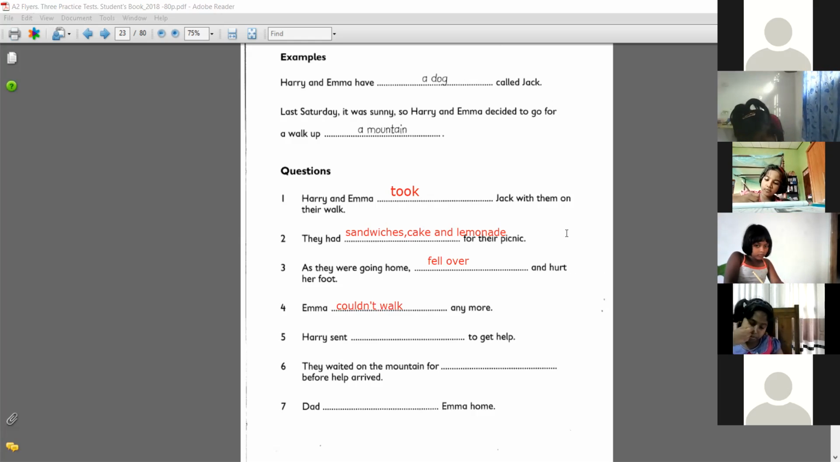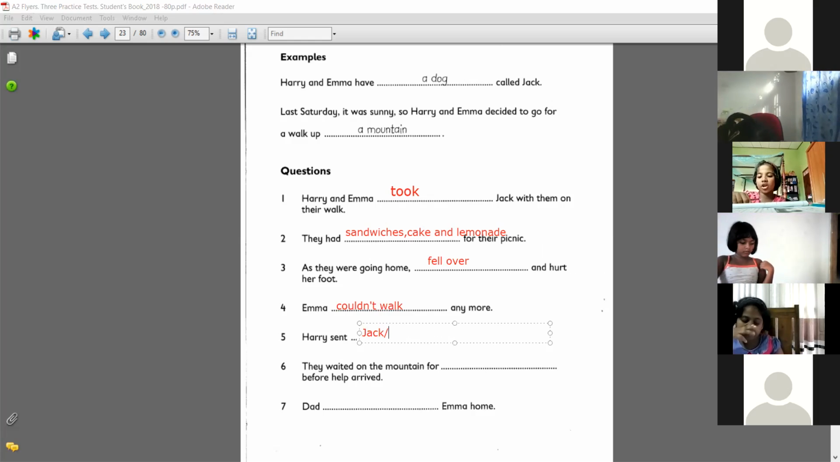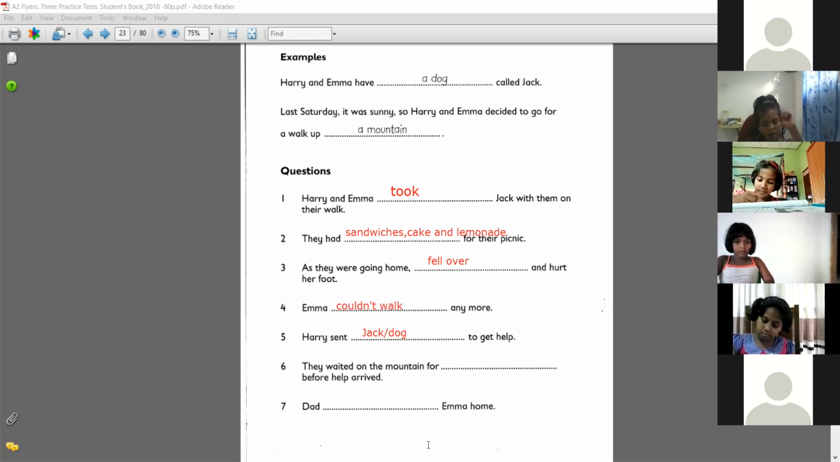Harry sent blank to get help. Harry sent Jack or dog. Yes, Jack or dog, both answers are correct. Jack to get help. They waited on the mountain for how many hours?